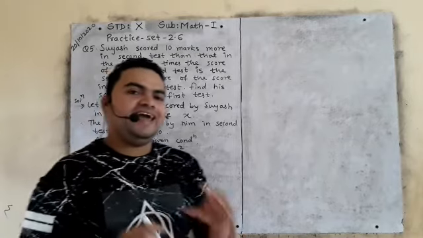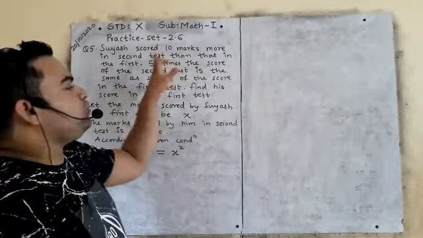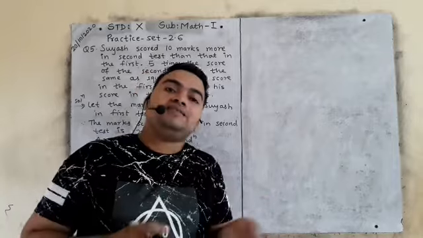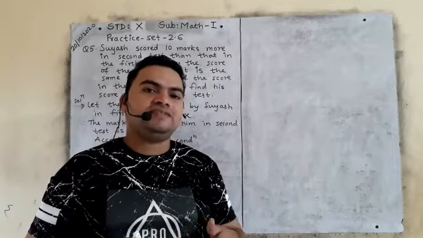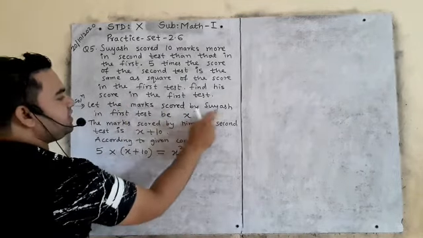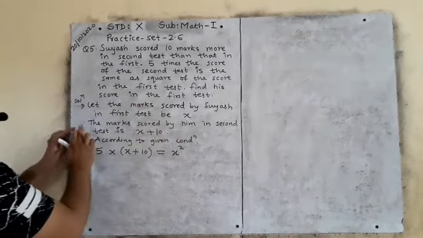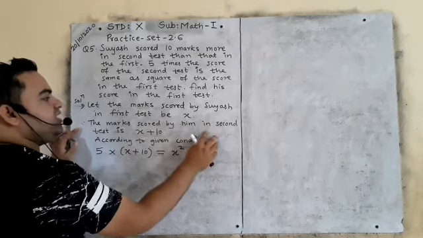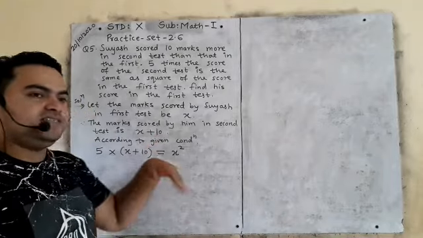Let the marks scored by Suyash in the first test be x. Suppose Suyash took x marks in the first unit test. Okay, why? Because we don't know how many marks he has taken in the first test. We know how many more marks he has taken in the second test. So what we don't know? First test. So we will consider x marks. Now therefore the marks scored by Suyash in the second test is 10 more than that. It means x plus 10.